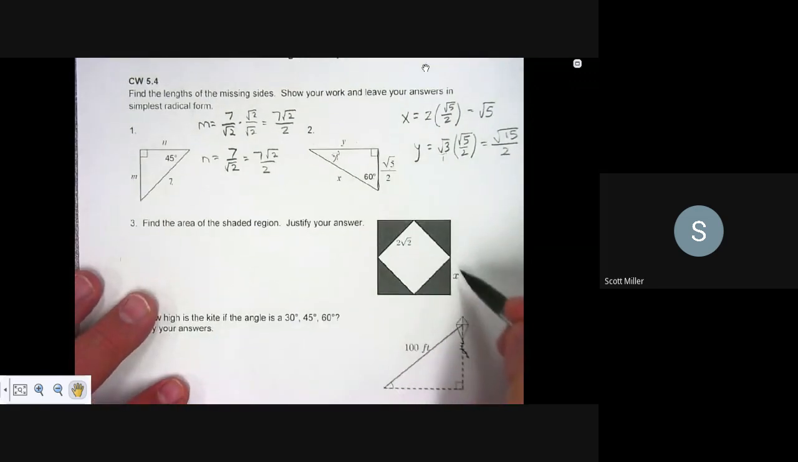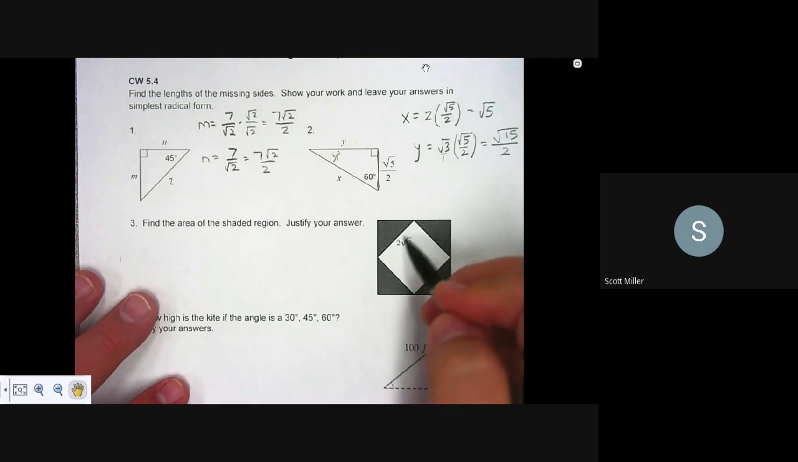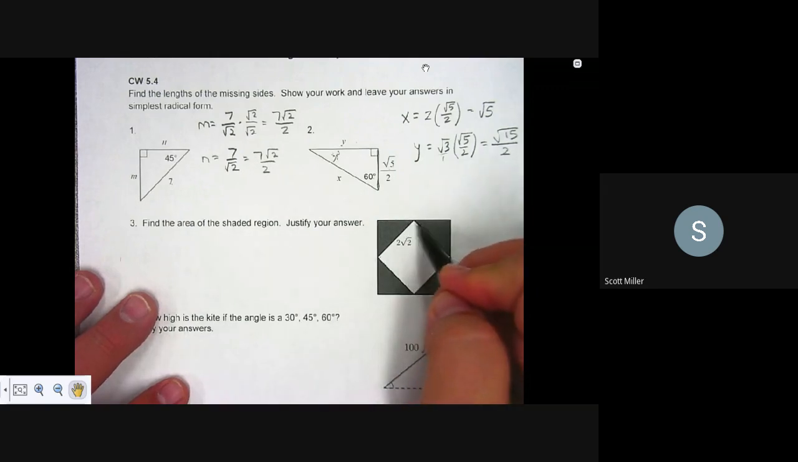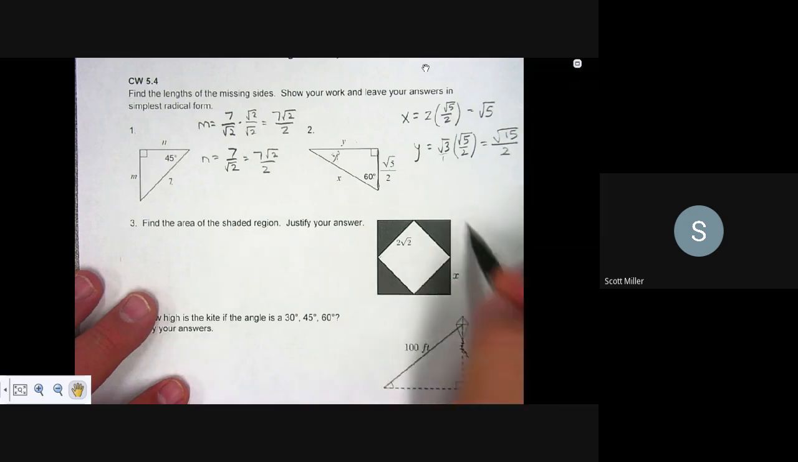So we can look at this thing right here, and this is 2 times the square root of 2. And so I can use this right here and recognize that this is a, usually they tell you it's a square. I'm telling you it's a square. And you can find the area of the big square and subtract the area of the small square to get the shaded region. Okay. You also have 4 of these little triangles.